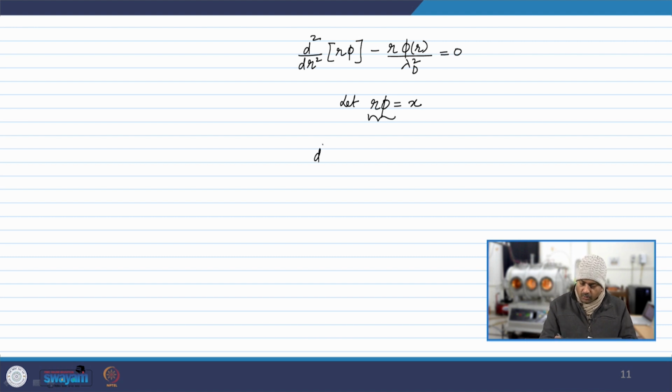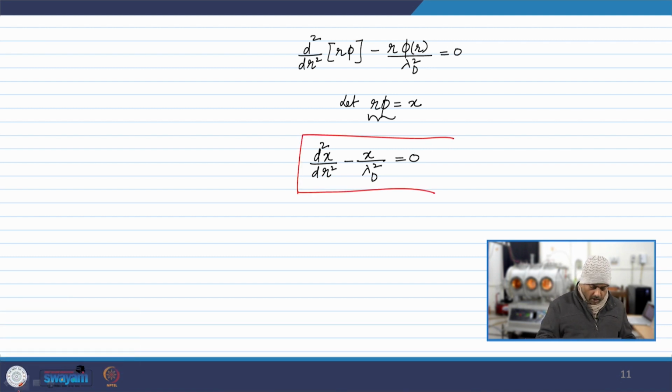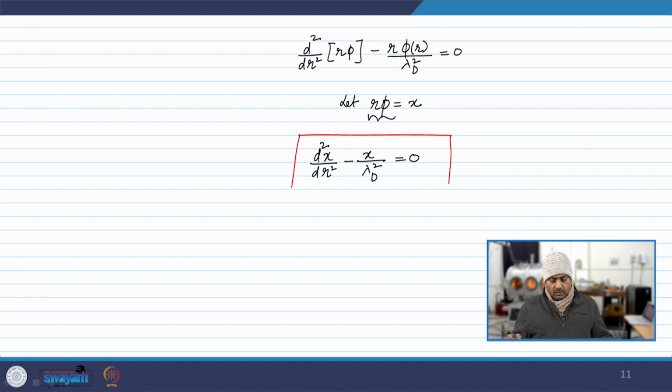In that case, I will write the equation as d²x/dr². Now, here it is very important to note that x is not length, okay. It is, of course, r times the potential. Potential, if you take q/(4πε₀r), just the basic form, the actual form of potential is what we are trying to understand or derive, but the point is rφ is not distance. d²x/dr² minus x/λ_D² is equal to 0. Okay. So, this equation is okay for you to accept, right? It is not something very complicated. We followed all the first principles of differentiation and arrived at this second order differential equation.